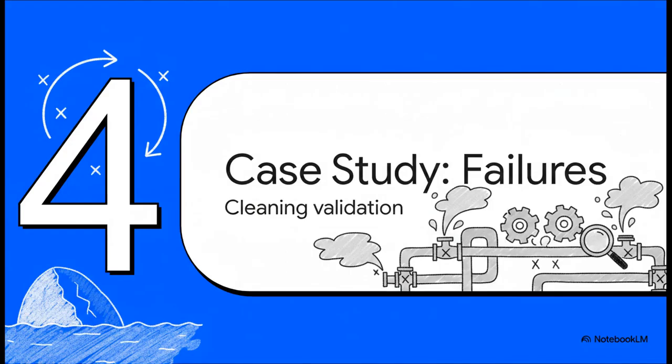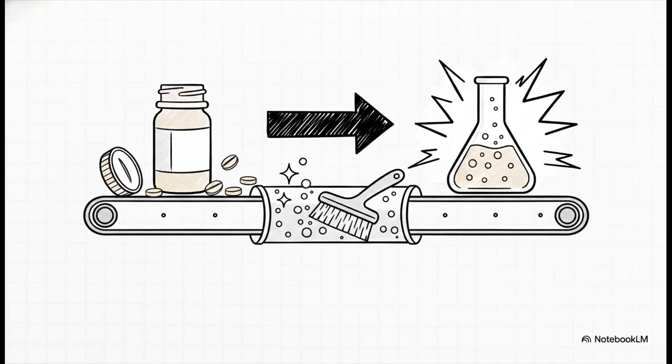Section 4. A case study on hidden failures, looking specifically at cleaning validation and cross-contamination. Set the scene with me here. A multi-product facility in India is tasked with a super high-risk changeover. They are switching their manufacturing line from an ibuprofen batch over to a highly potent active pharmaceutical ingredient, or API. The risk of cross-contamination here is immense, and it means their cleaning validation has to be absolutely flawless.